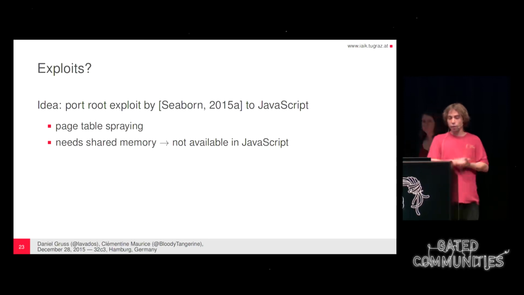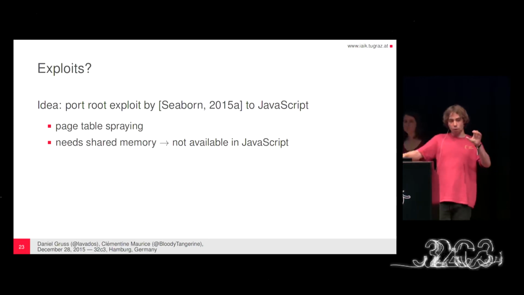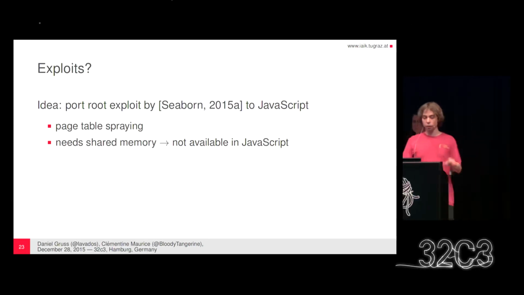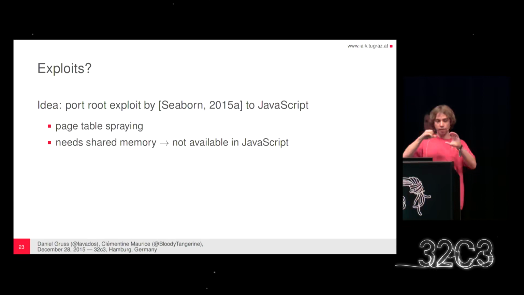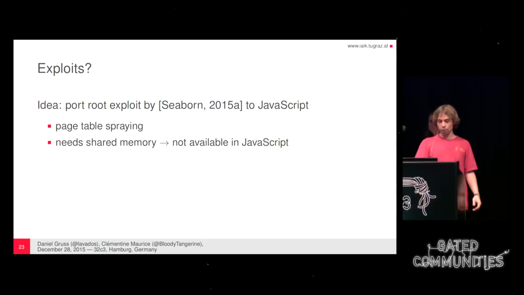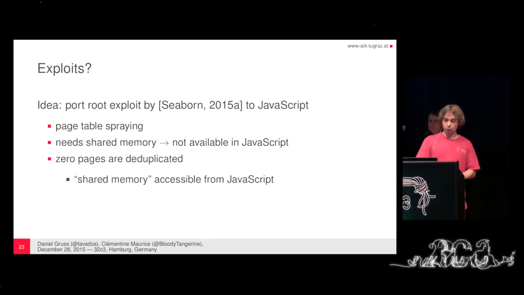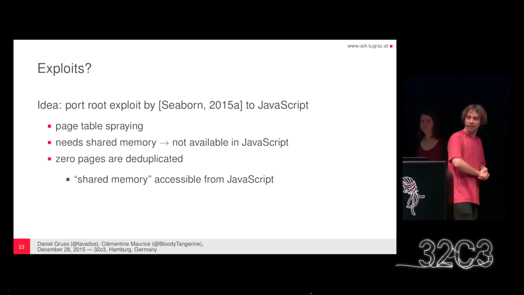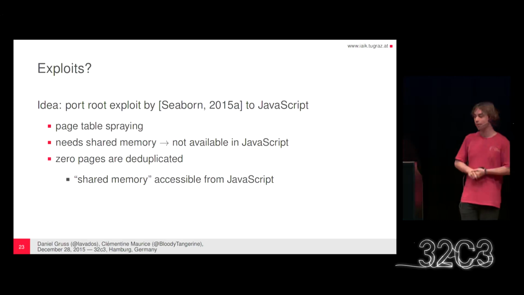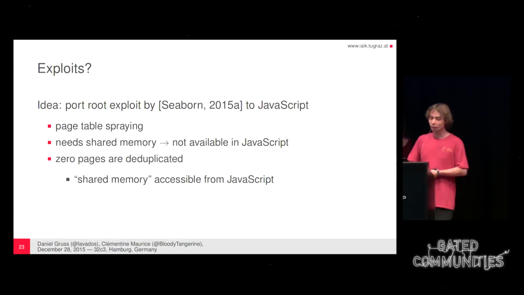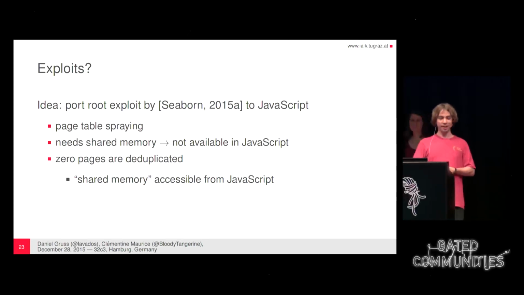So this exploit needs shared memory, because you map the same page again and again, so you don't need any physical memory for your page, but only for the page tables. And we don't have shared memory in JavaScript. But fortunately, we observed earlier this year when working on another paper that zero pages are usually deduplicated.